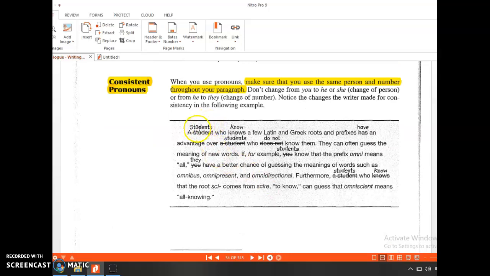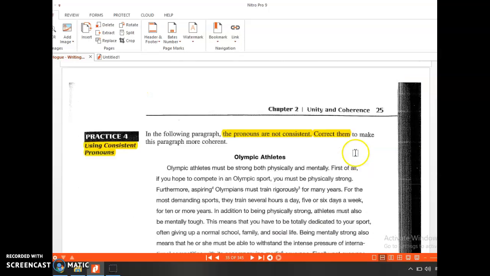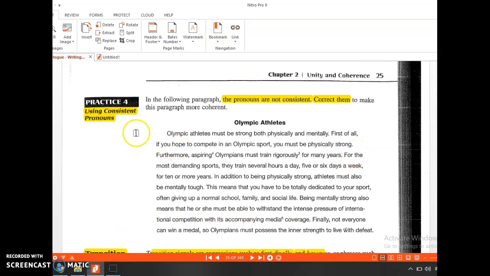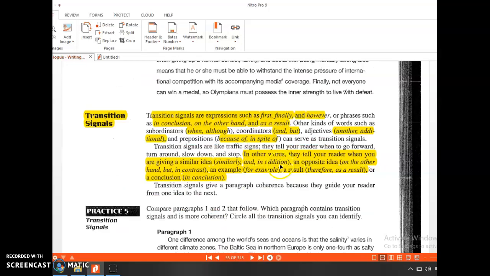So it's better for you to change it this way. Students who know a few Latin and Greek roots and prefixes have an advantage over students who do not know them. They can often guess, so they here is consistent with students because it's plural. You can read the rest of the paragraph at home. Next, practice 4. Using consistent pronouns, what you have to do is, if the pronouns are not consistent, correct them. So you have to correct them here.